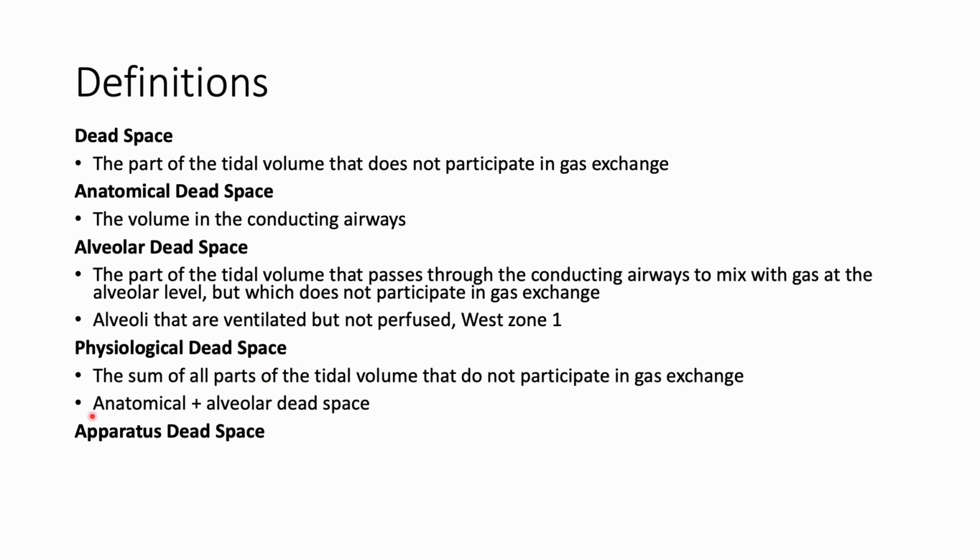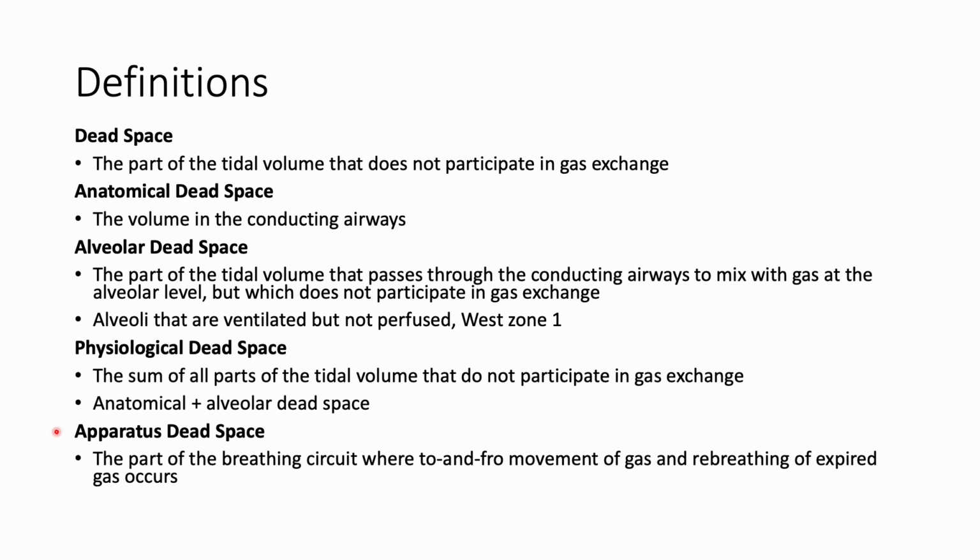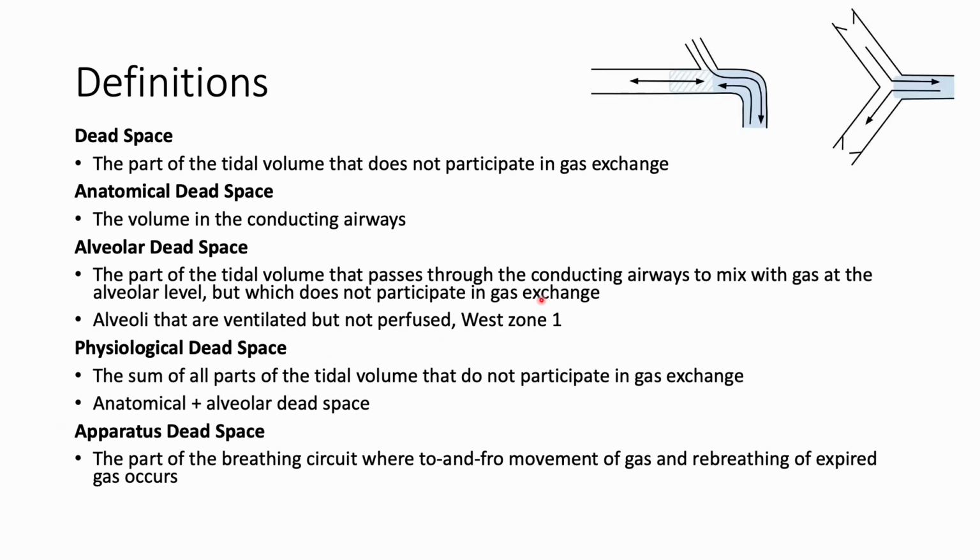Now, apparatus or equipment dead space, some people have a bit of confusion regarding this. The definition is that it's the part of the breathing circuit where to and fro movement of gas and rebreathing of expired gas occurs. So if we consider a circle circuit, a common error is for people to say that the entire circle circuit is dead space.